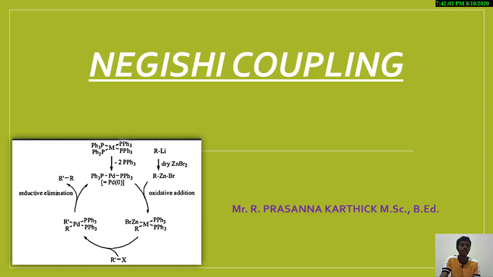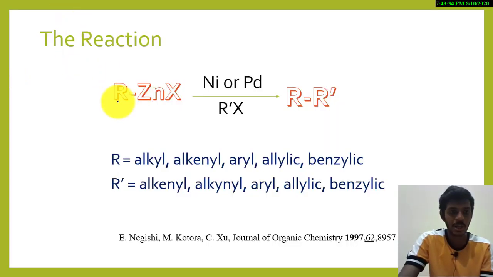Hi everybody, today in this video we are going to discuss a carbon-carbon single bond formation coupling reaction, which is a cross coupling reaction, the Negishi coupling. We are going to discuss the reaction, mechanism and more examples from the literature for Negishi coupling. This is the reaction where R, Z and X.